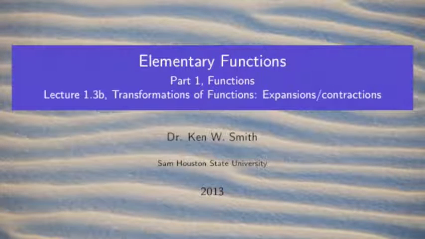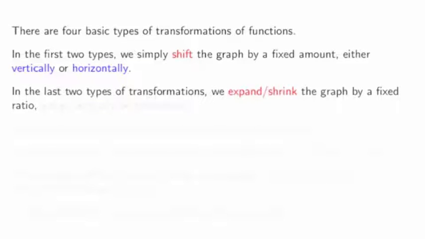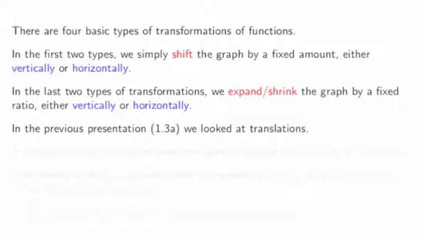In this lecture, we continue our study of the transformations of functions by looking at expansions and contractions. There are four basic types of transformations of functions. In the first two types, we simply shift the graph by a fixed amount, either vertically or horizontally. In the last two types of transformations, we expand or shrink the graph by a fixed amount, either vertically or horizontally.